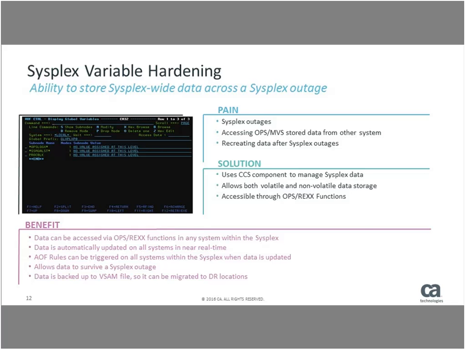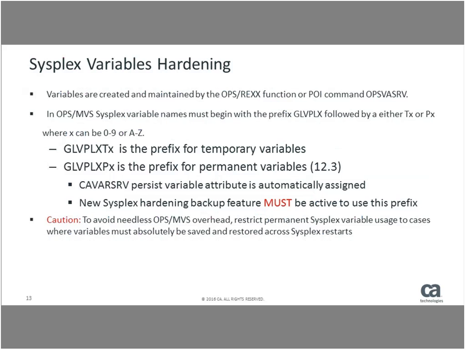So this does require a VSAM file to be installed that goes across your entire SYSPLEX, and it uses just the one VSAM file to back it up and bring it forward for you. As for that, we added in a new global variable high-level qualifier. The previous SYSPLEX variables were GLV, PL, X, T, and then 0 through 9 or A through Z. The permanent ones that will go into that VSAM file have the T replaced with a P.